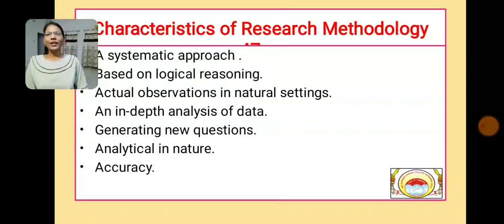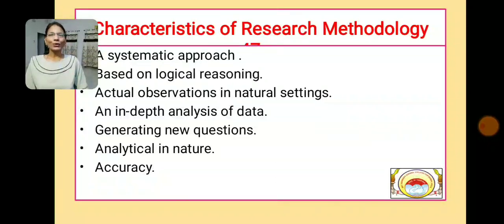Research creates a path for generating new questions. Existing data helps create more opportunities for research. Further, it is related to the analytical aspect of nature. Research is analytical in nature. It makes use of all the available data so that there is no vagueness in inference.